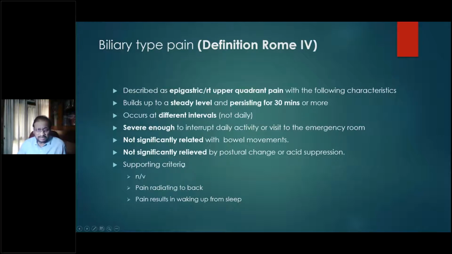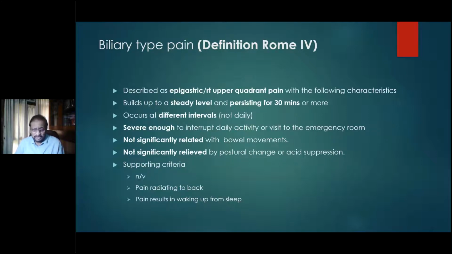It should not be significantly related with bowel movements, not significantly related to postural changes or acid suppression. Now, all parts, that is 1, 2, 3, 4, 5, 6, all parts are essential if you want to define a biliary type pain, right? So it just doesn't gel if you just say I have a pain in the epigastrium, radiating to my back and to my shoulder, and that's all. No, that is not enough. So you have to have all these 6 points to be mentioned when you call it a biliary type pain.